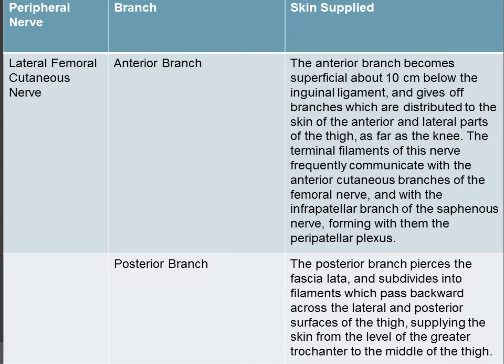Then the posterior branch pierces through and becomes superficial at the fascia lata, the wide fascia, the iliotibial band, and then subdivides into filaments, some of which pass backwards across the lateral and posterior surface of the thigh, supplying from there skin from the level of the greater trochanter to about the middle of the thigh over there on the lateral surface.